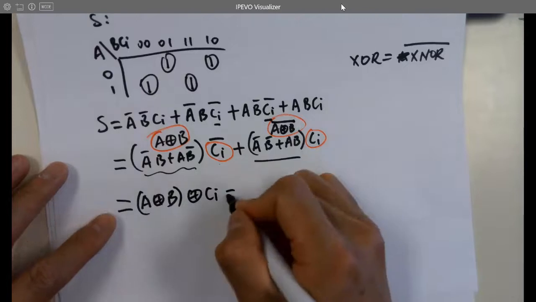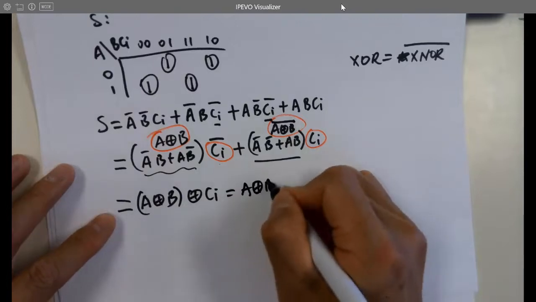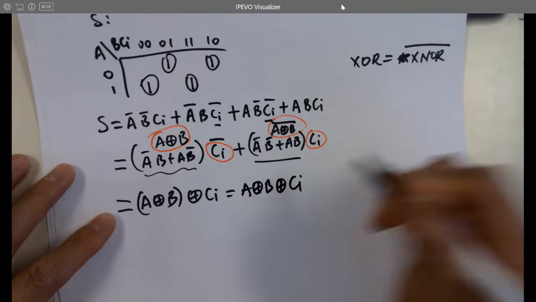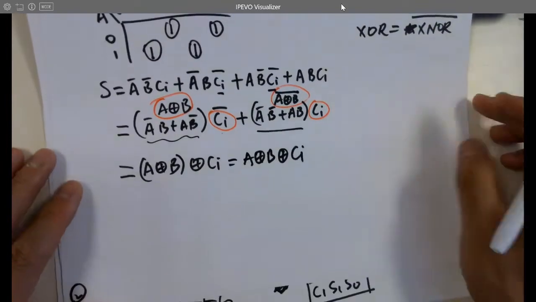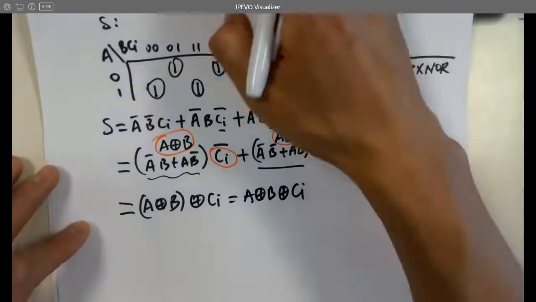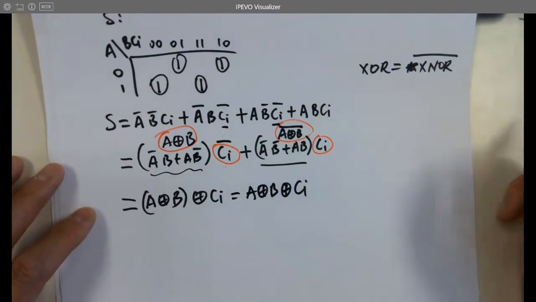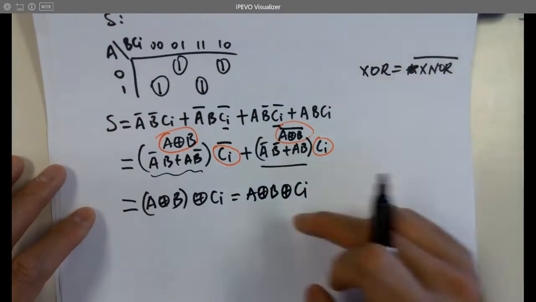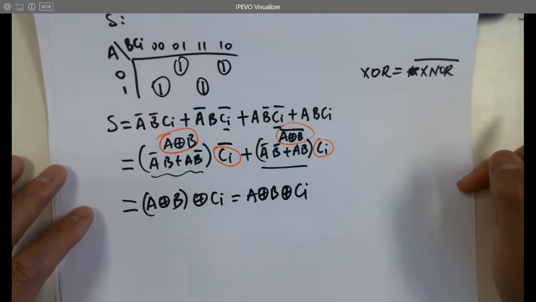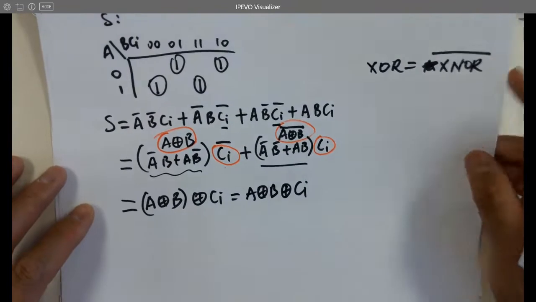And we can remove the parentheses here. All right. So that's the logic. That's the logic for the summation. Again, 1 bit or 3 bit adder. 1 bit full adder.